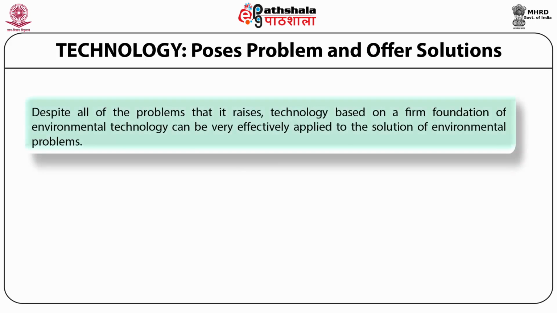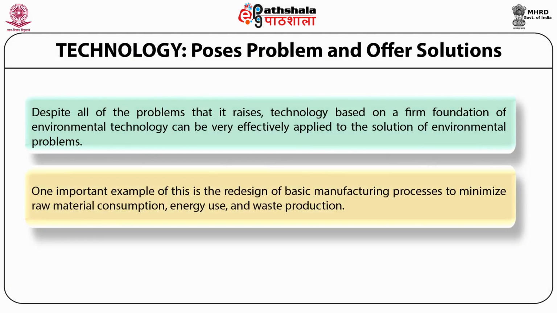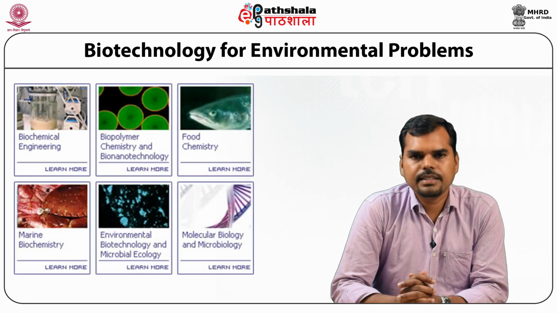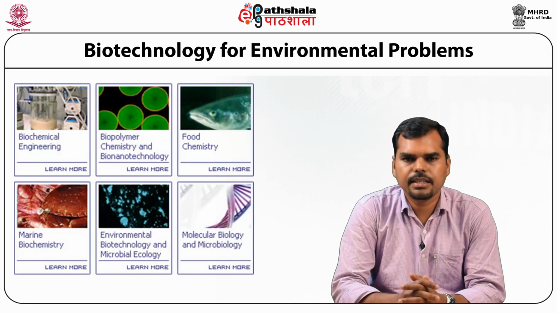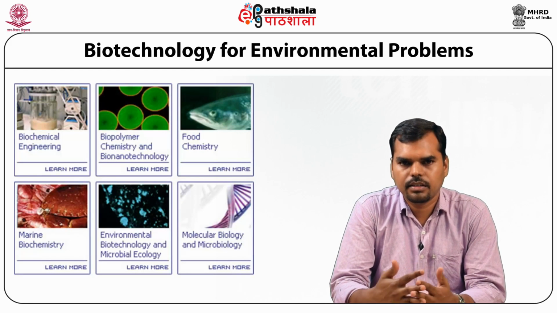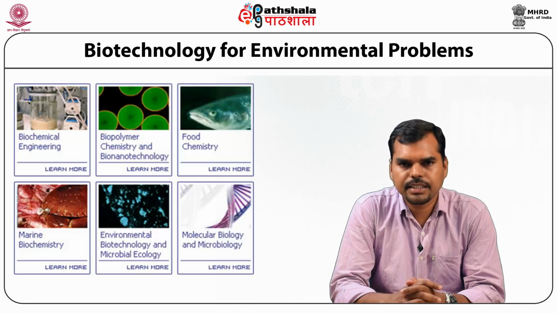What does technology do for the solution of these different contaminants? Generally, application of various technologies like bioremediation and bioenergy production technologies, even biosensor technologies, can help in eliminating different pollutants from the environment. These technologies pose problems as well as offer solutions. One important example of this is the redesign of basic manufacturing processes to minimize raw material consumption, energy use and waste production.